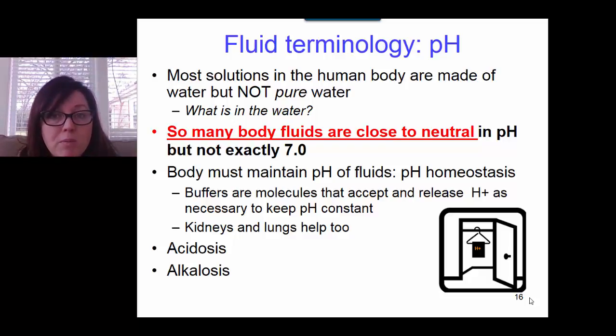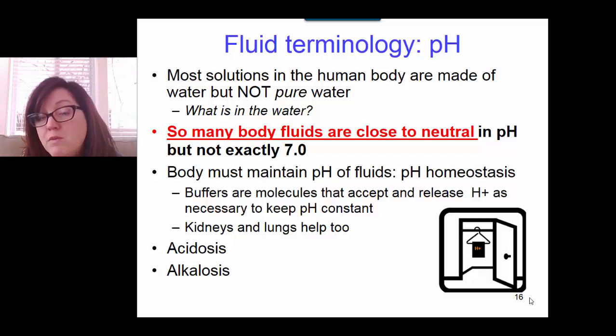You give them to the buffers. But a buffer can also release hydrogen ions as necessary. So if your pH value is increasing and you need hydrogen ions, you can take them from the buffers, take them from the closet. So that's sort of our first line of defense against changes in pH. But the kidneys and the lungs play a major role also with regulating pH.